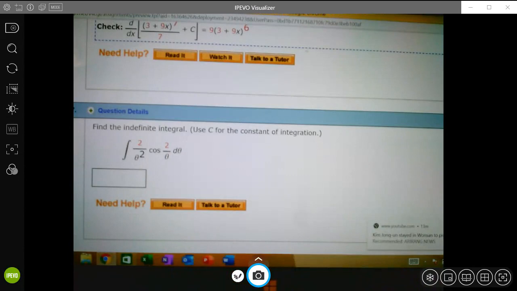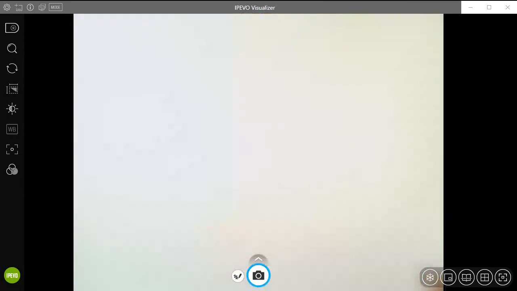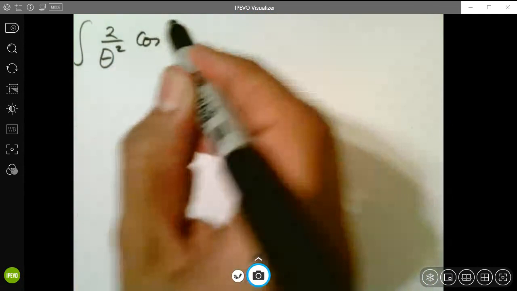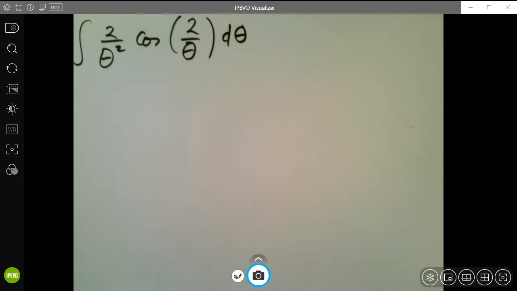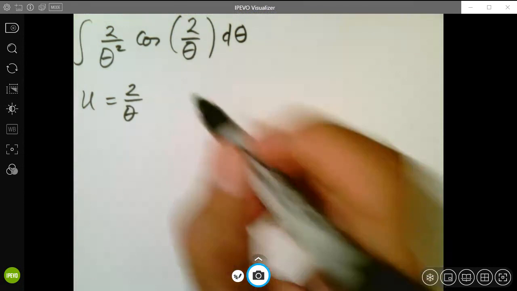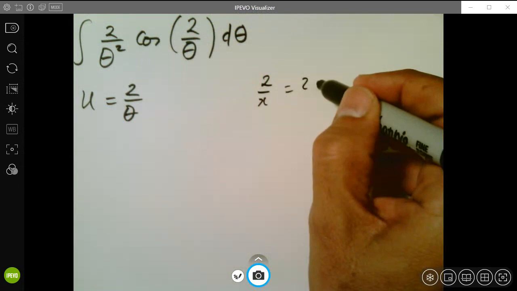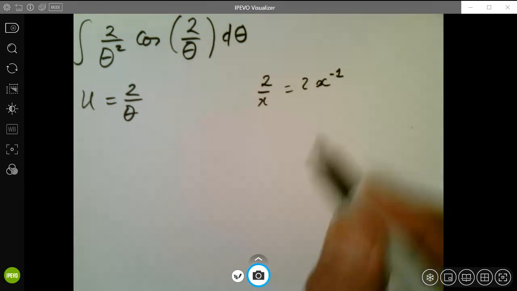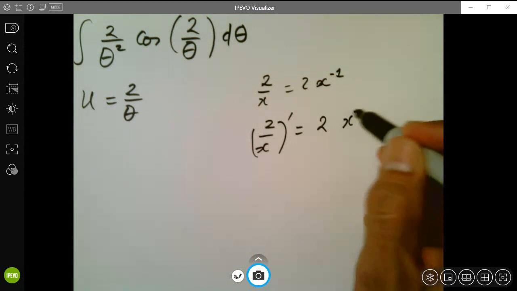Number 7, as you can see, we have 2 over theta squared times cosine of 2 over theta. Okay, same. If it looks complicated, remember it is substitution. And you can see that u will be 2 over theta. Now if you want to compute u prime, it is like 2 over x, basically, 2 times x to the negative 1. Now 2 x to the negative 1, prime, is 2n x to the n minus 1, if you remember.